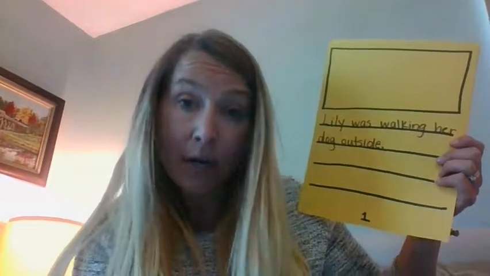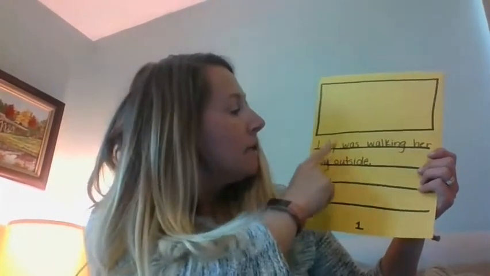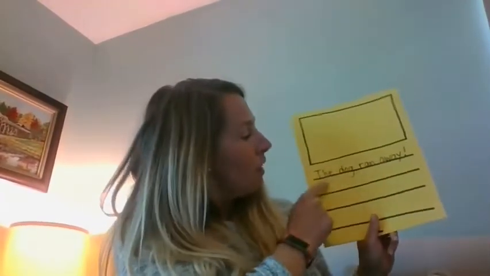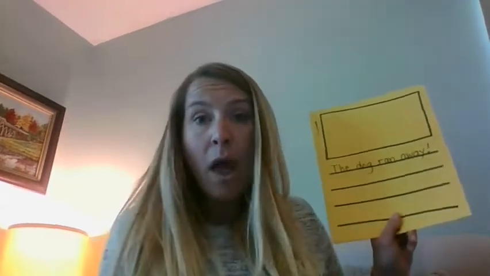Here's what I have so far. At the beginning of our story, we usually start by introducing characters and setting. Let's take a look if I did that on page 1. Lily was walking her dog outside. I introduced the character, Lily, and the setting, I guess they're outside. Let's see what happens next. On the second page, we usually introduce the problem. The dog ran away. That's a problem.